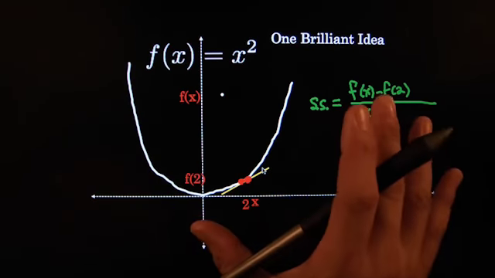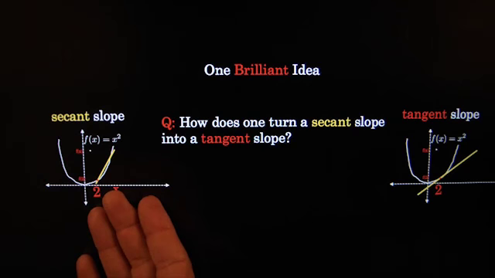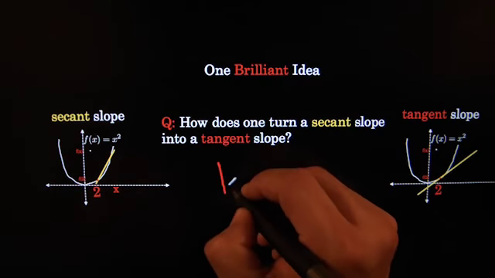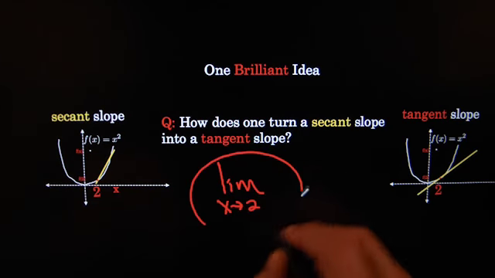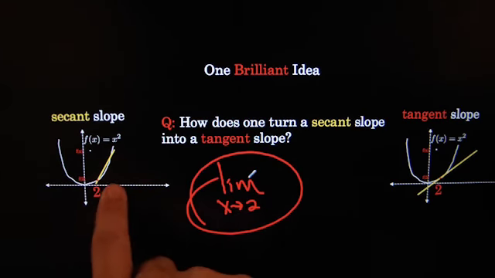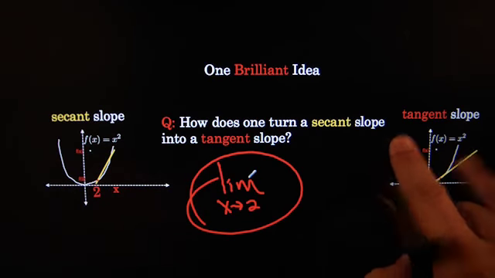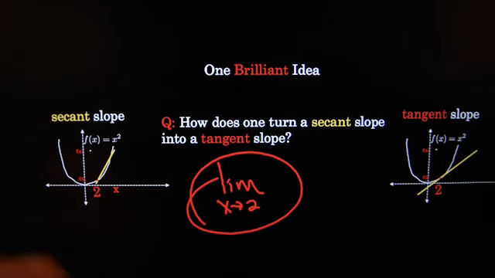And that, my friends, that's a secret. The secret to changing from the secant line to the tangent line is, of course, to slap a limit as x goes to 2. That's the secret right there. That's what will turn a secant slope into a tangent slope. It's like turning milk into chocolate milk. This is the secret ingredient.